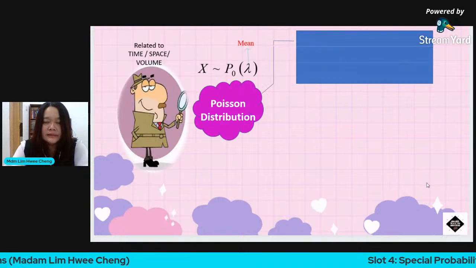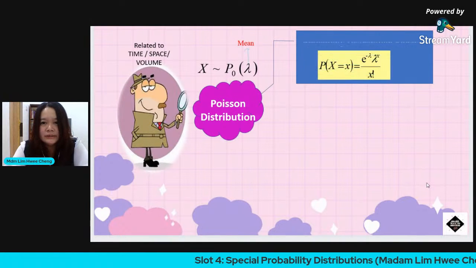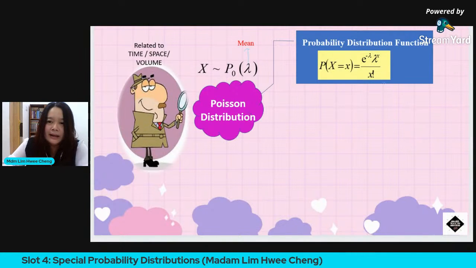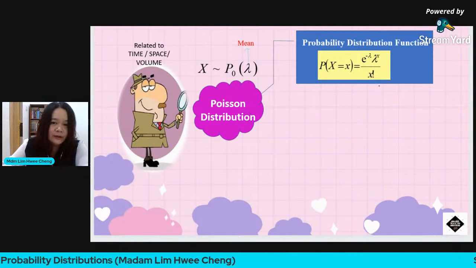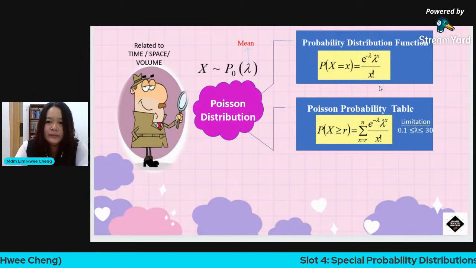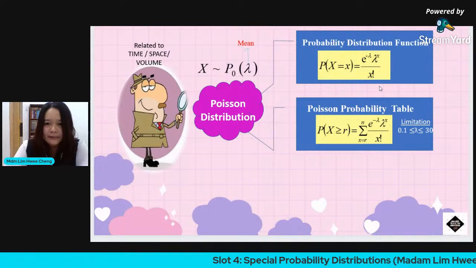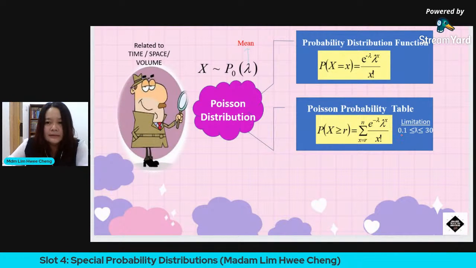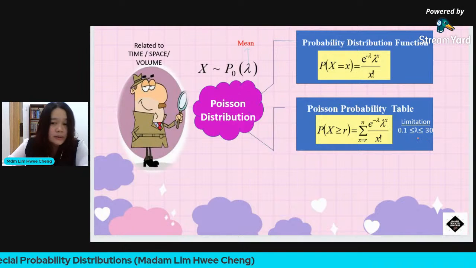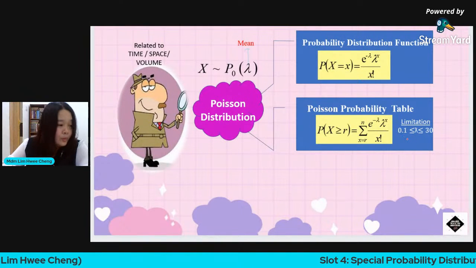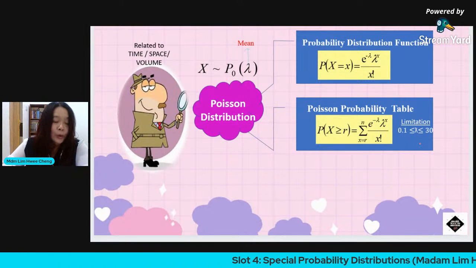Same thing, to calculate the probability in the Poisson distribution, we may use the formula e to the power of negative lambda, lambda to the power x, divided by x factorial, or we may also get the probability from the statistical table, which is the Poisson probability table. Again, there is a limitation for lambda: we can only read values for lambda from 0.1 until 30.